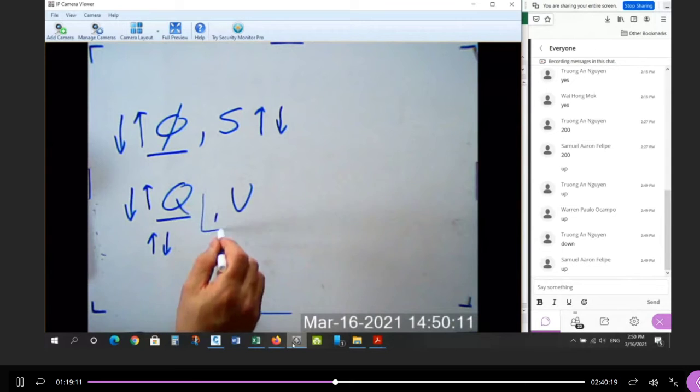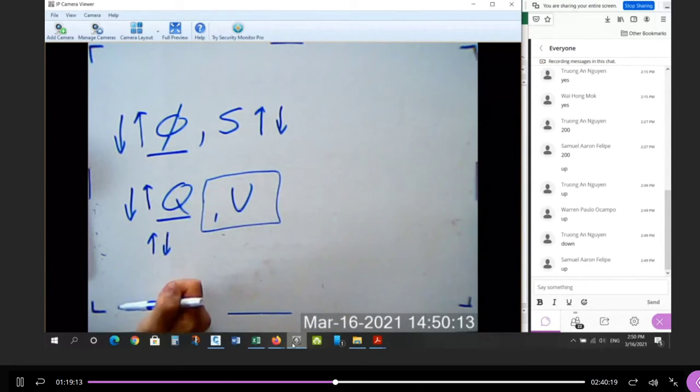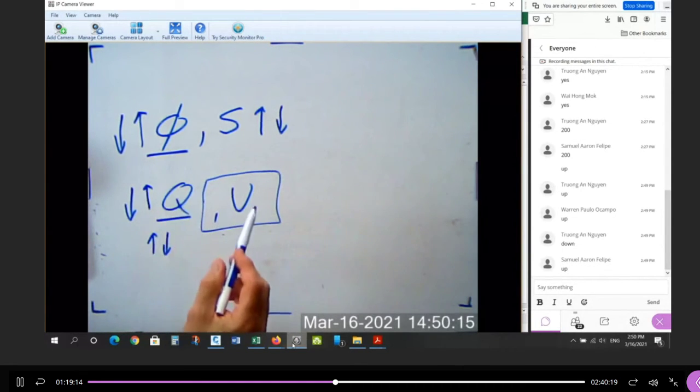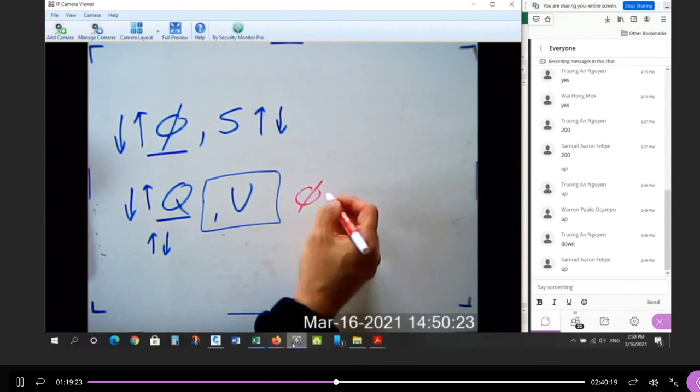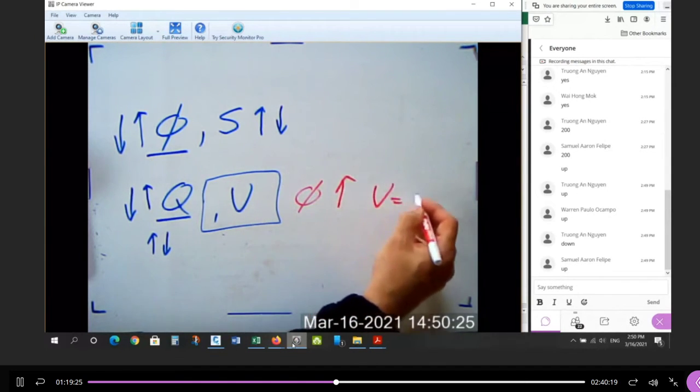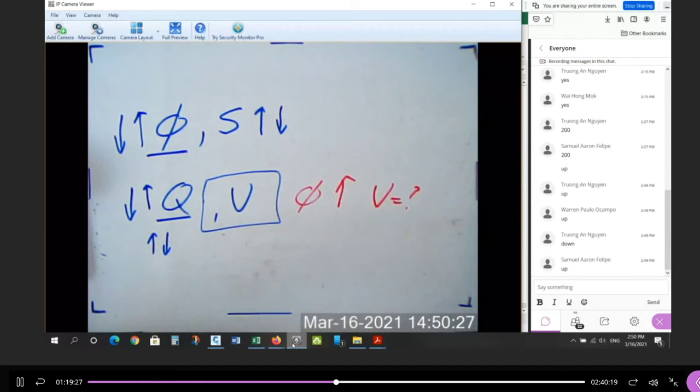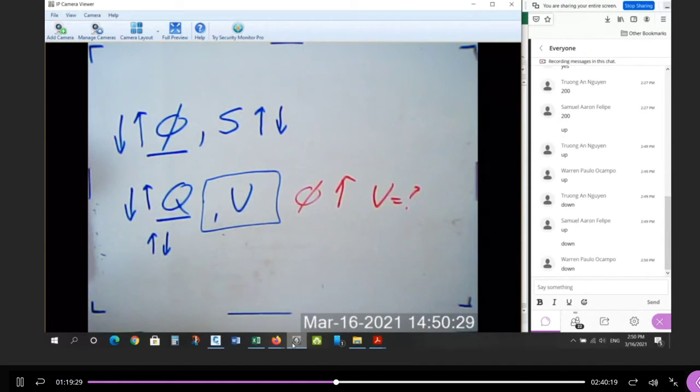The velocity is a little bit different. If the pipe size gets bigger, what happens to the velocity? If I increase Q, if the diameter goes up, what happens to the velocity? Does it go up or down? It goes down. It has the opposite effect.